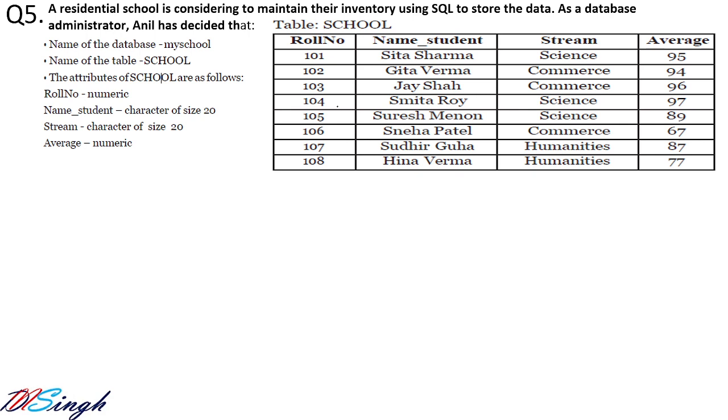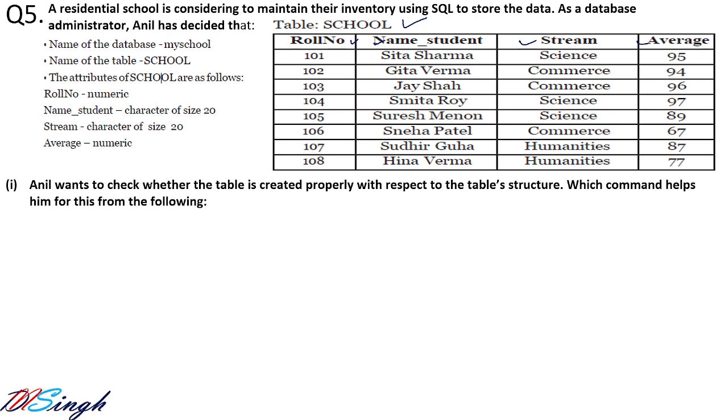A resident school is considering maintaining their inventory using an SQL database, and you have been given a school database here: roll number, student name, stream, average. Based on that, we have some questions. Anil wants to check whether the table is created properly with respect to the table structure. Which command will be used for him from the following?